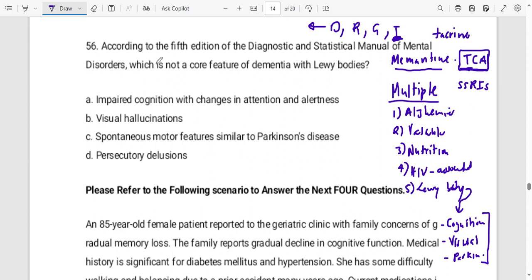Okay, so we can now answer our question here. According to the fifth edition of the Diagnostic and Statistical Manual of Mental Disorders, which is not a core feature of dementia with Lewy bodies? Impaired cognition with changes in attention and alertness, visual hallucination, spontaneous motor feature, persecutory delusions. D, thank you so much.